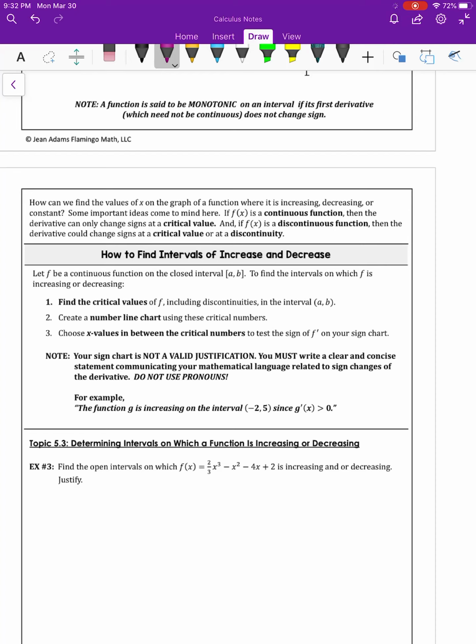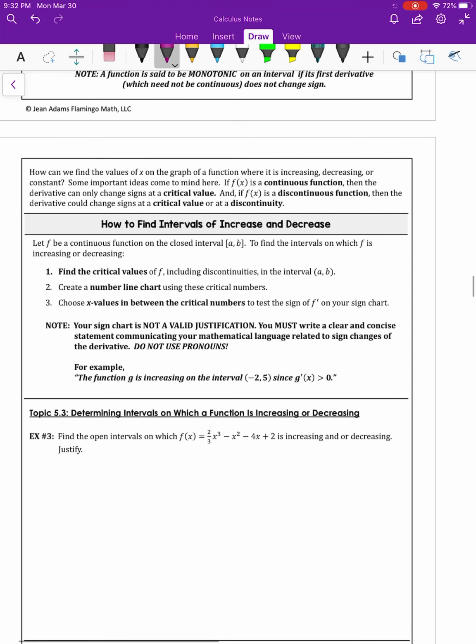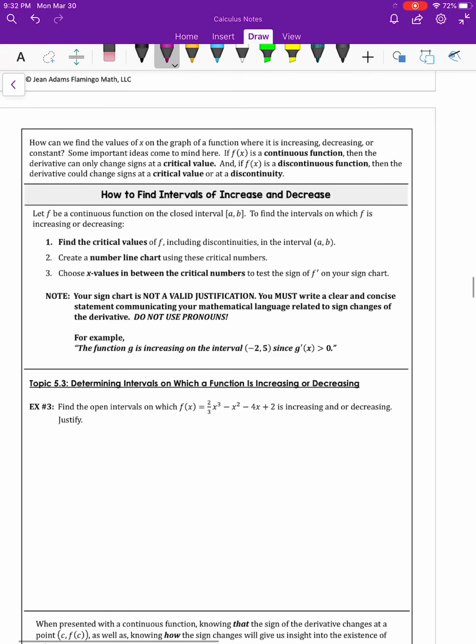So note, your sign chart is not a valid justification. You must write a clear and concise statement communicating your mathematical language related to sign changes of the derivative, and do not use pronouns. This is mostly for the AP exam, but I am also wanting you to practice like this also. So for example, the function g is increasing on the interval (-2, 5) since g prime of x is greater than 0. Okay, so let's just do some examples and then this will make more sense, because right now I'm thinking that you're thinking it doesn't make sense.